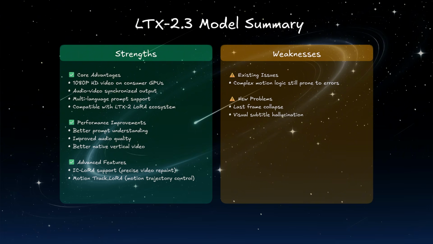Let me summarize. LTX 2.3 perfectly inherits the core advantages of the previous generation model. It can still directly output 1080p HD video on consumer-grade graphics cards, supporting synchronized audio-video output and multi-language prompts. At the same time, it can directly reuse the LTX2 LoRa ecosystem. There are improvements in prompt understanding, audio quality, and native vertical video performance. Beyond regular text-to-video, image-to-video, and audio input features, we can also use the official IC LoRa and Motion Track LoRa for precise video transfer and motion trajectory control.